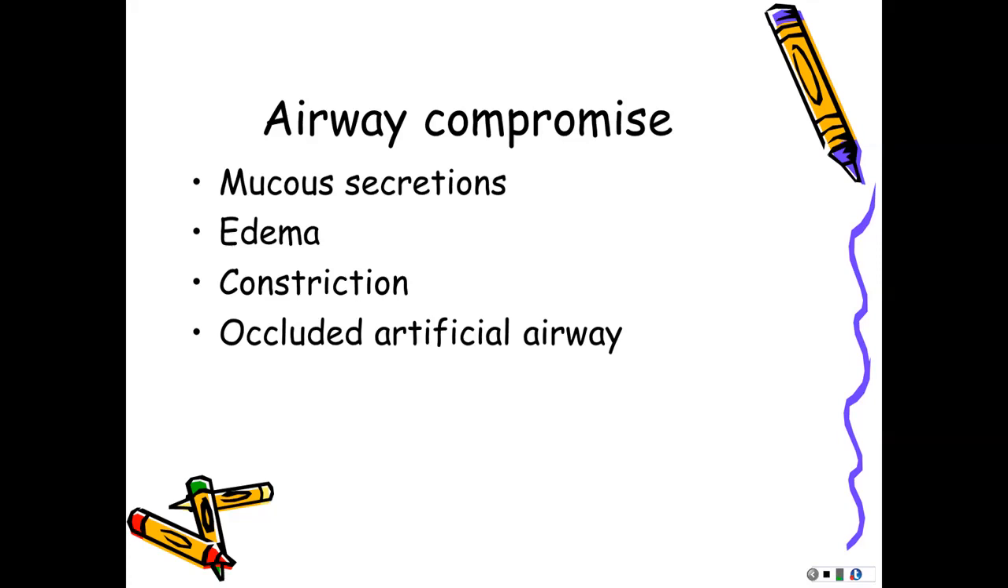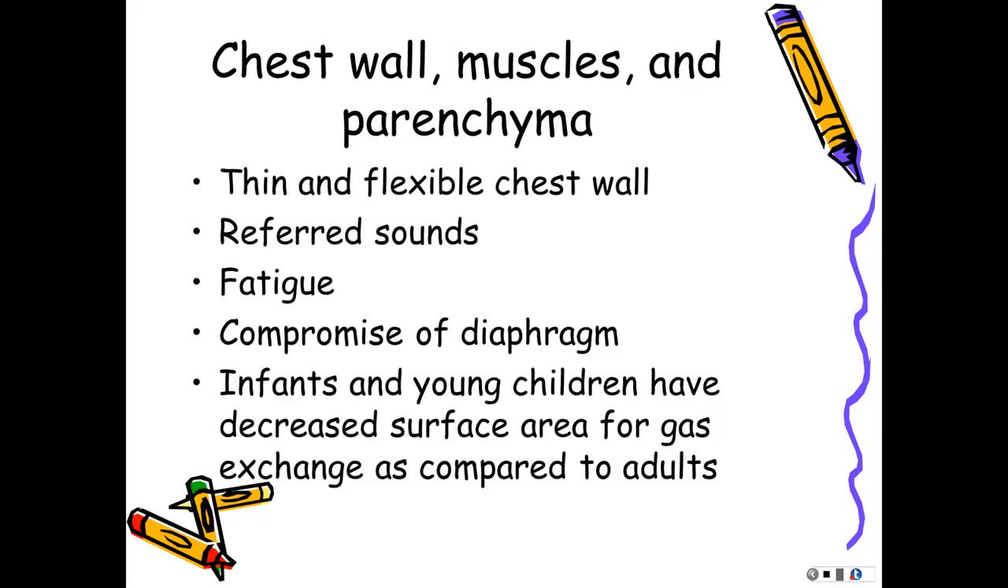Constriction, occluded artificial airway. Sometimes kids will have a trach, or we might put in an oral airway, or what we call the nasal trumpets, right? The nasopharyngeal airways. Remember, we can put those in to be helpful, but they can plug off too. So don't think of safety as, well, they have a trach, so they'll be fine. Trachs can plug off, so can other things.